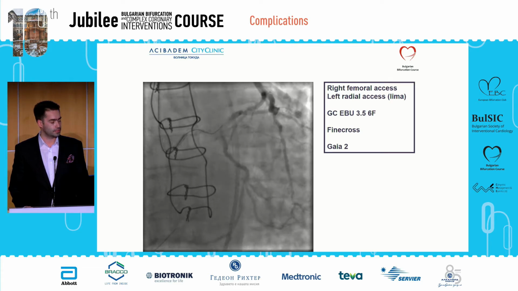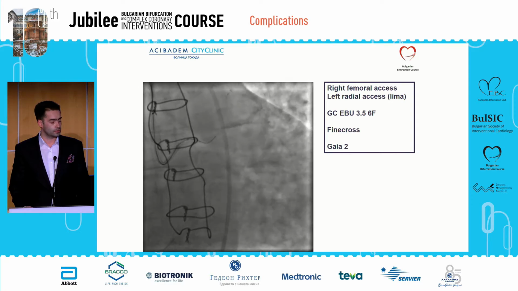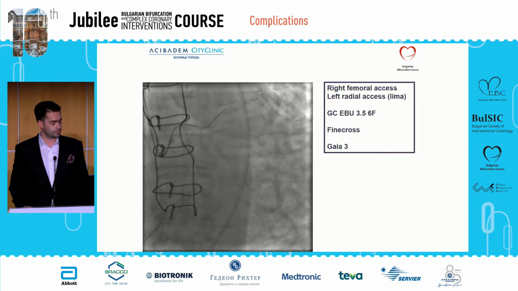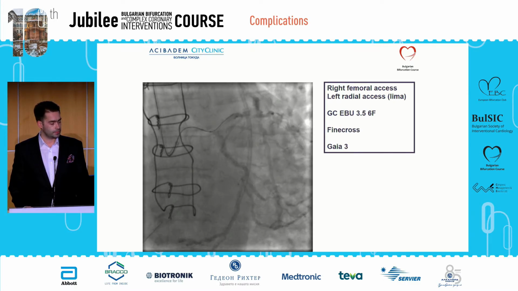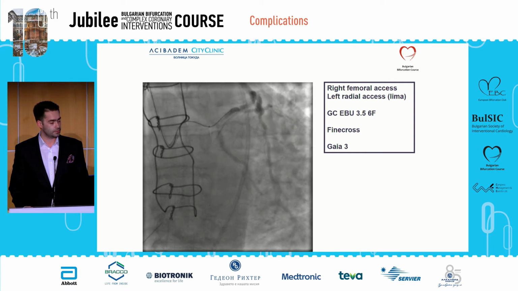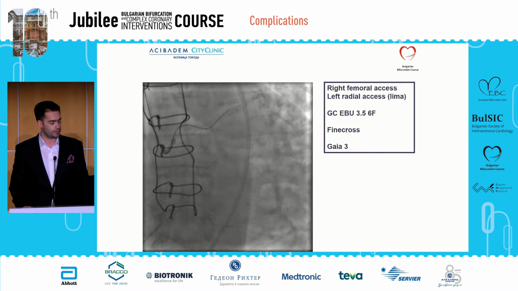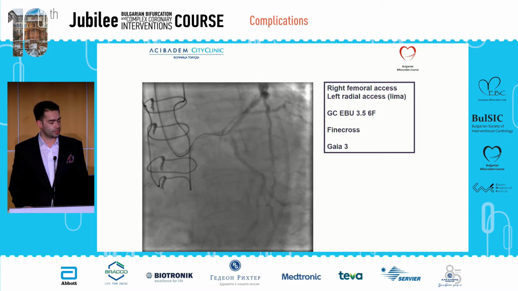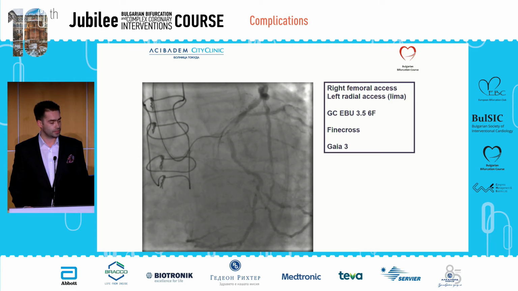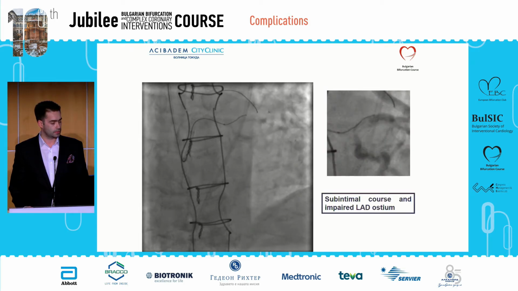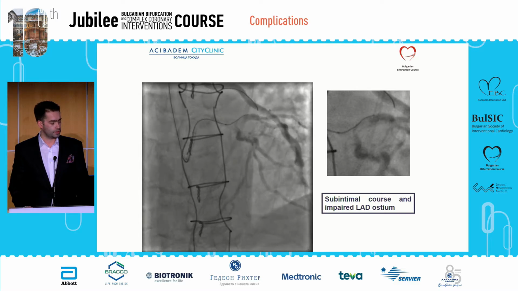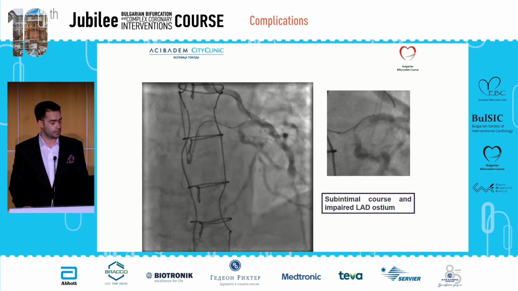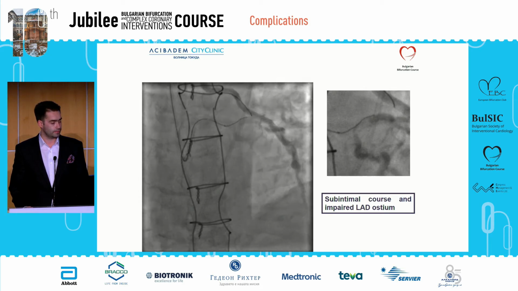We have some success forward to the LAD, and we try in this direction. Gaia 3, the next wire, and you can see that it's subintimal in the proximal part of LAD. We try to change the direction and to get into the vessel. And after a moment, you can see the wire is surely subintimal, and there is subintimal space with impaired ostium of the LAD.